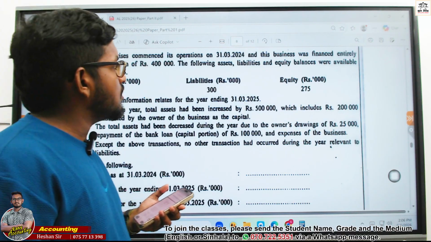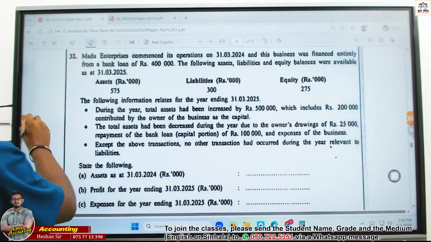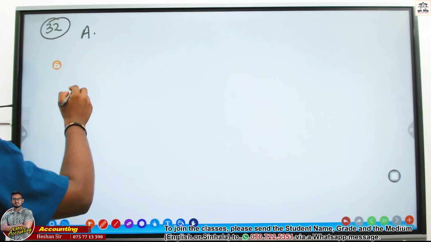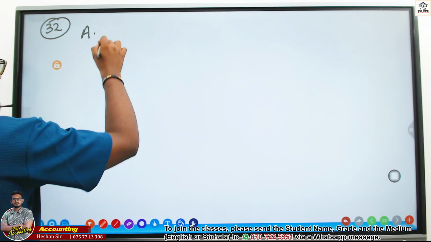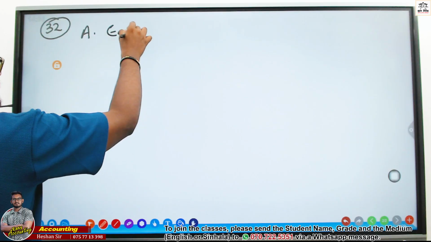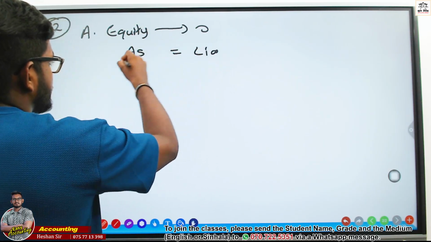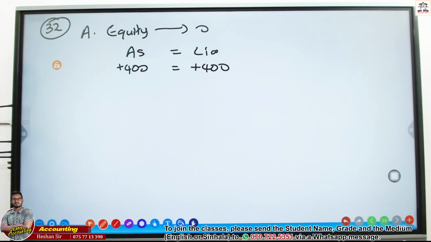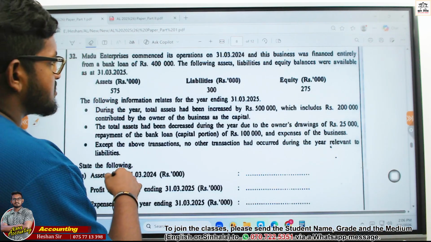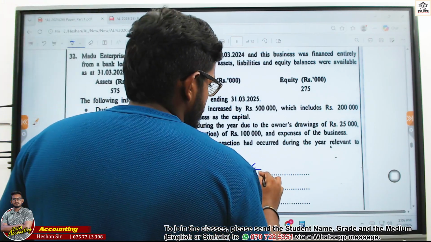The company started its operations from a bank loan. Right? So if the bank loan was put in on the opening day, there is no capital, no equity at opening day. Equity zero. So you know assets equal liability at the opening day. That is how much? 400,000. Opening date assets equal liability, because there was cash on that day, so 400 is the answer. Just write only 4, not the 1,000.